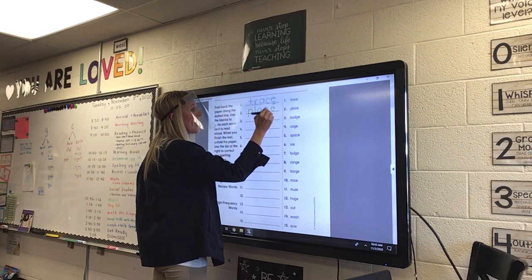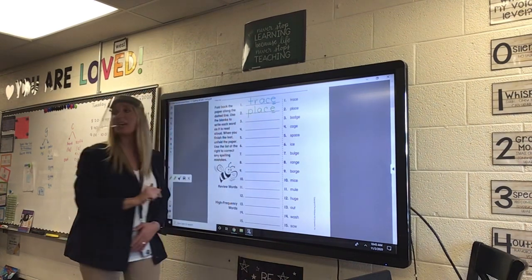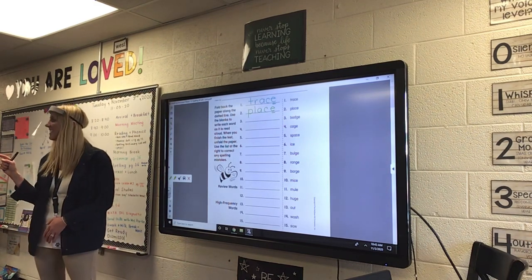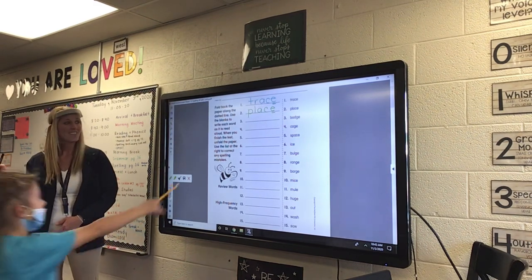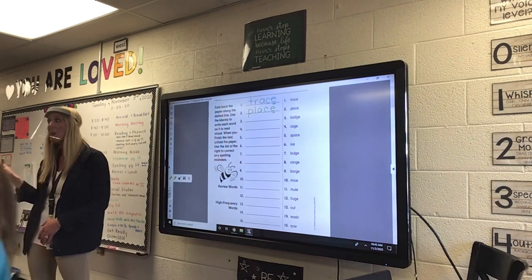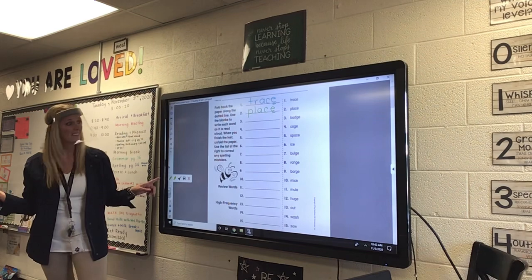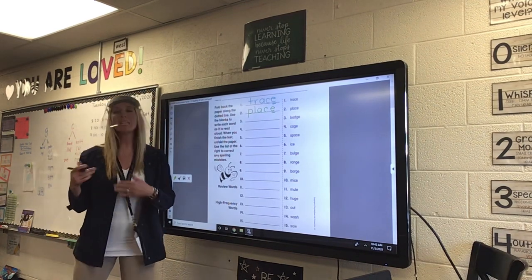Remember, a C does not have its own name. And a C is going to make the S sound if there's an E behind it. Like if you take this C and put an S. So like this, there's an E, and that E is being double bossy. It's bossing around the vowel and the C over.